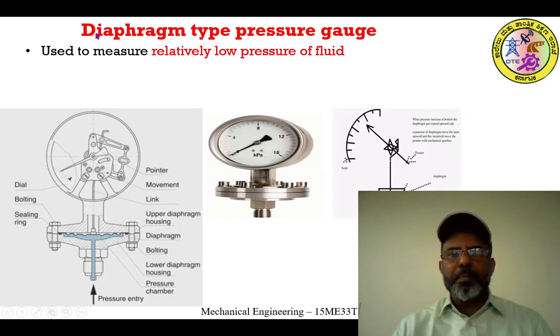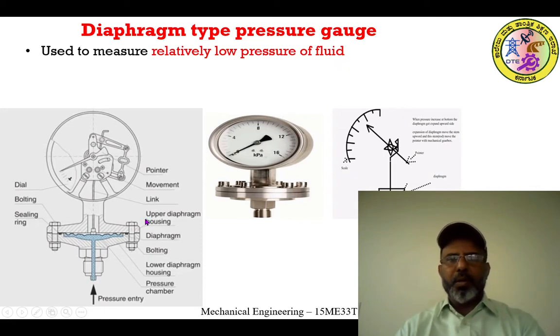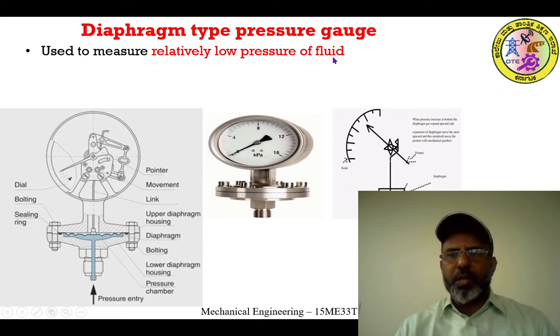This diaphragm type pressure gauge is generally employed for the measurement of relatively low pressure of fluid. You should remember, diaphragm type pressure gauges are generally employed for the measurement of relatively low pressure of fluid. Here you can see the schematic diagram of a diaphragm type pressure gauge. This is also a schematic diagram, whereas the picture of a diaphragm type pressure gauge is shown here.